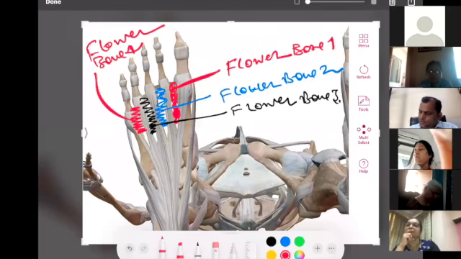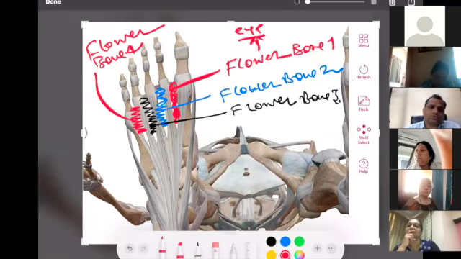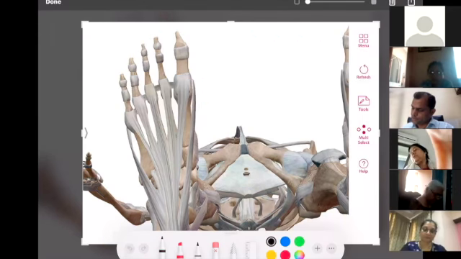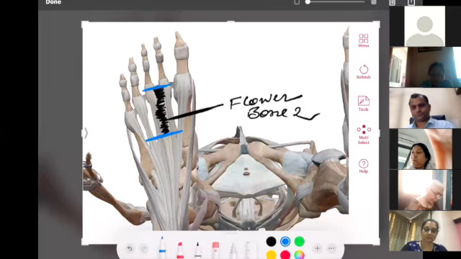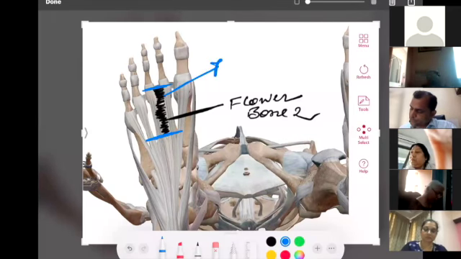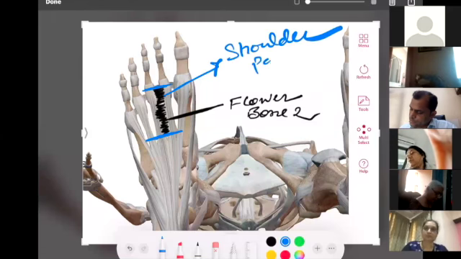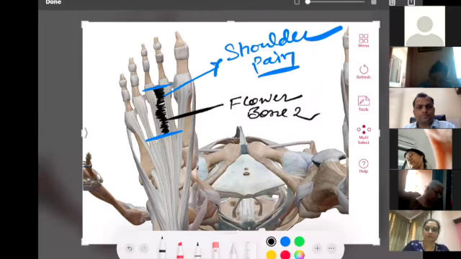And we have just seen flower bone 1 is very good for eyes. In the same way, now we are talking about flower bone 2. So let's discuss. Between the second and third metatarsal bone, this is flower bone 2. Now, these points are very good points for shoulder problems, either frozen shoulder or shoulder pain or periarthritis of the shoulder joint or any problem connected with the shoulder. So flower bone 2 is very good for all the problems at the level of the shoulder.